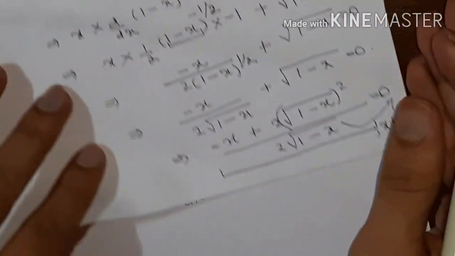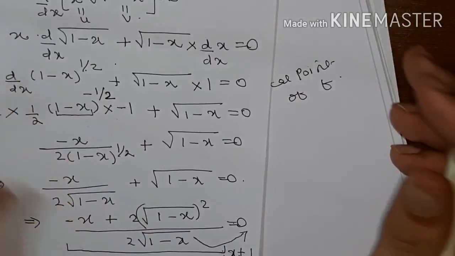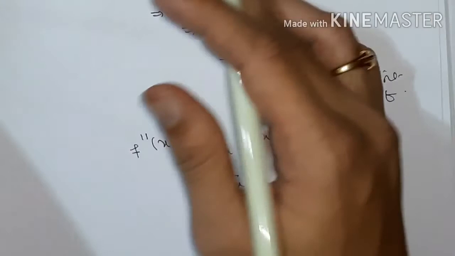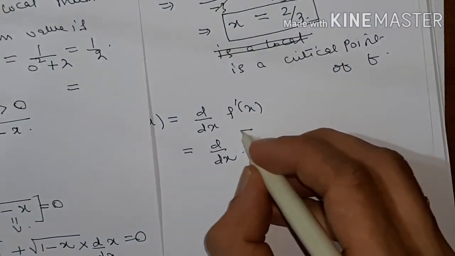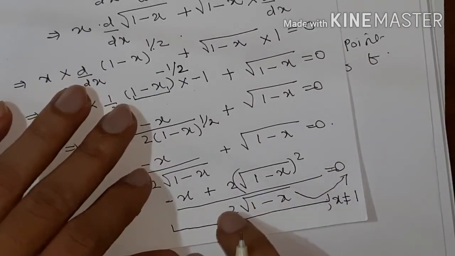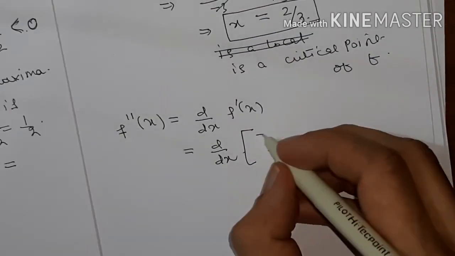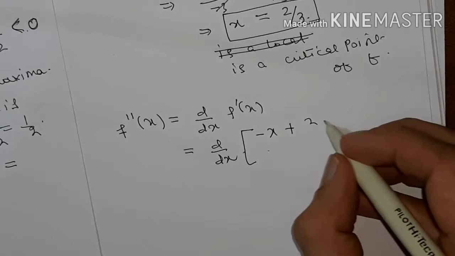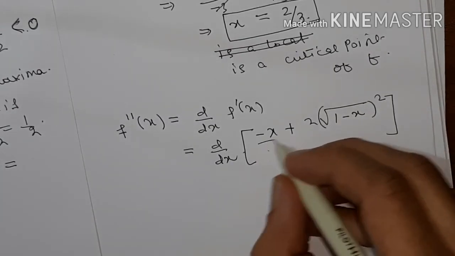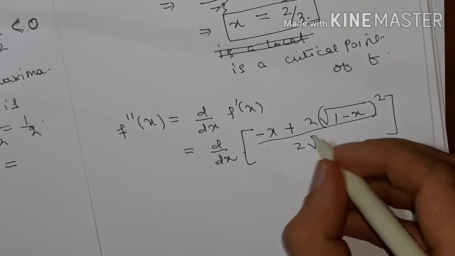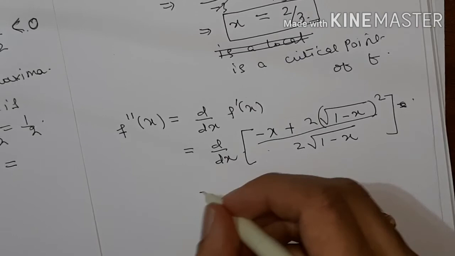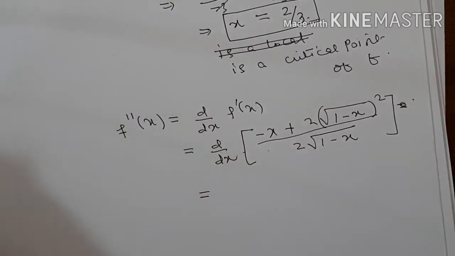So what is that? I have not written it here. So this is the numerator. What we can do is write this form of f double prime of x, that is, the derivative of minus x plus 2 times root of 1 minus x the whole square divided by 2 times root of 1 minus x, right? And now we can simplify in the bracket only.